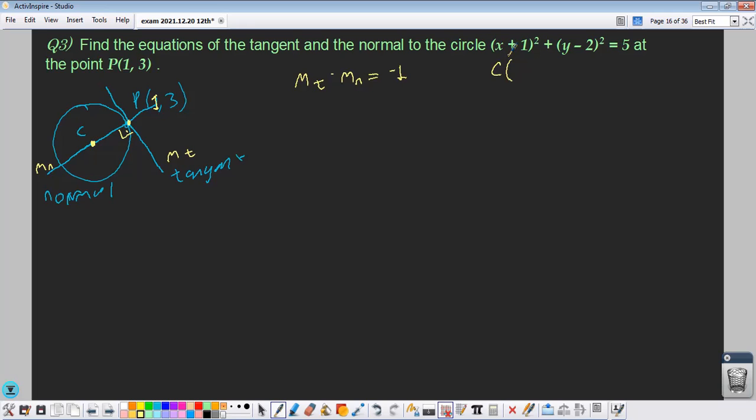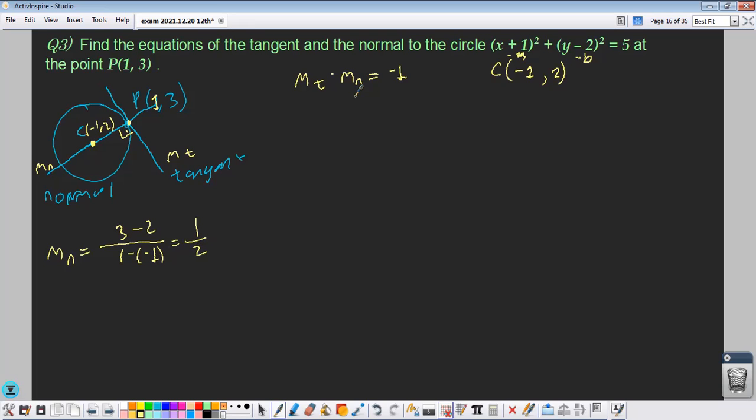From here, it will be minus A, since it is 1, so A should be -1. Then there will be minus B here, so B is equal to 2. So the C point, X and Y numbers, is -1 and 2. Firstly, I will find the slope of the normal line, which is the difference of Y numbers, 3 minus 2, over the difference of X numbers, 1 minus -1. So that makes 1 over 2.